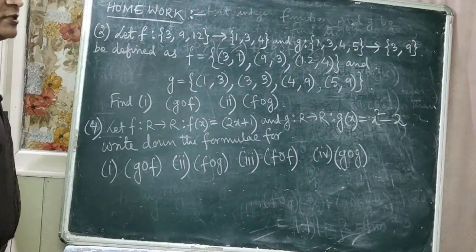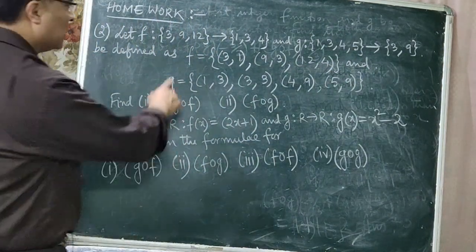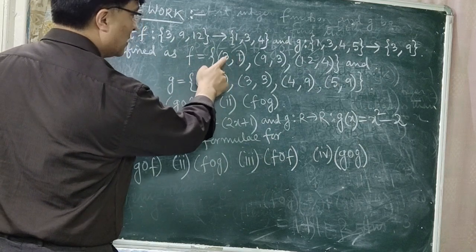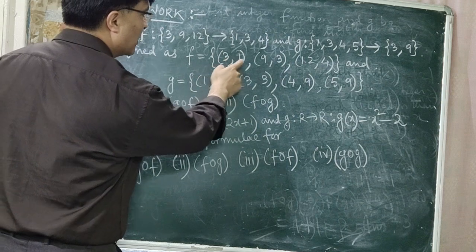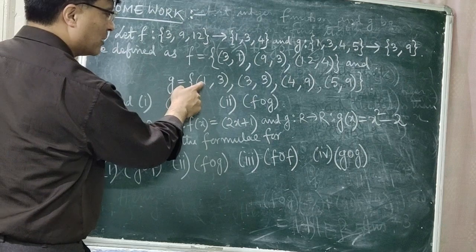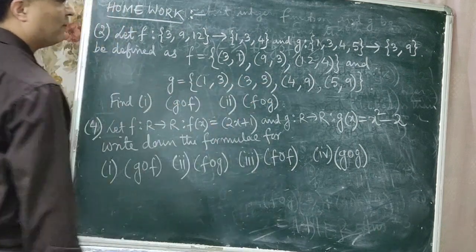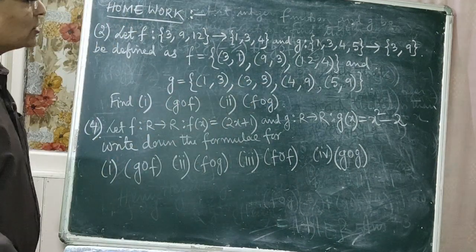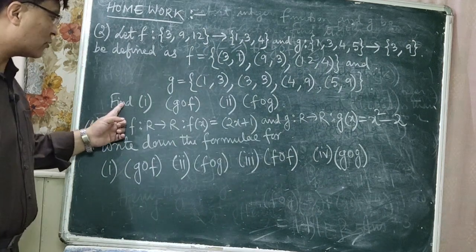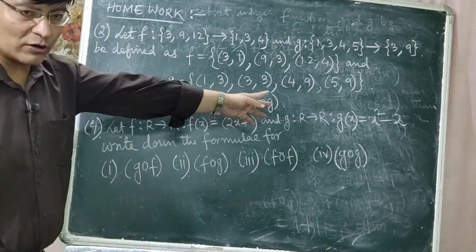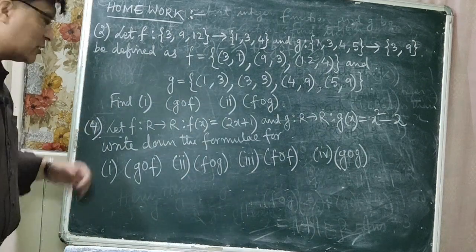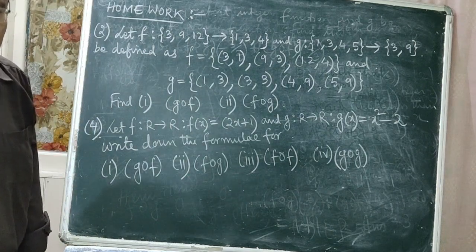So these are the two functions given, and f is defined as the set of ordered pairs: 3 is related with 1, that is (3, 1), (9, 3), (12, 4), and g is equal to {(1, 3), (3, 3), (4, 9), (5, 9)}. These are the sets of ordered pairs. Okay, you have to find out number 1 gof and number 2 fog. So this is the same as question number 1. You can do it.